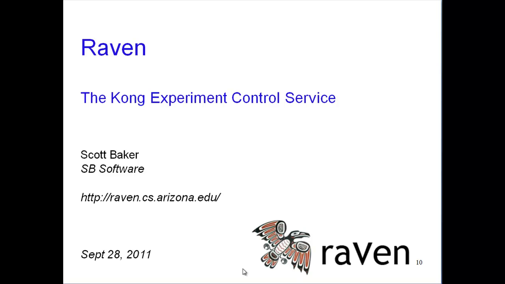This tutorial is one in a series of tutorials about the Raven provisioning service for Genie. This particular tutorial will focus on using the Kong Experiment Control Service, which is a subservice of Raven. For more information, please consult our website at raven.cs.arizona.edu.